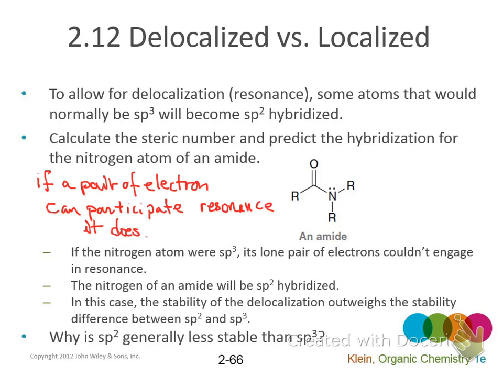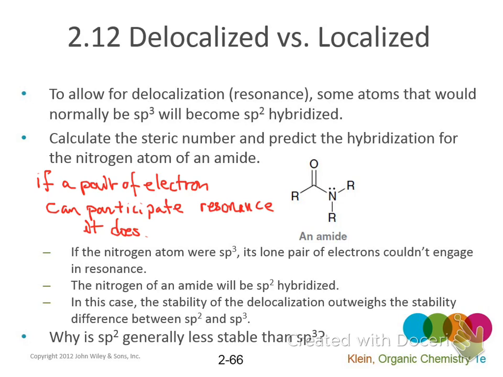And the consequence of that, that's more practical, is it might look like it's sp3, but it's really sp2. Because it's part of the resonance system, it has to be in an unhybridized p orbital. Let's say if a pair of electrons can participate in resonance. A pair, yeah, sorry.